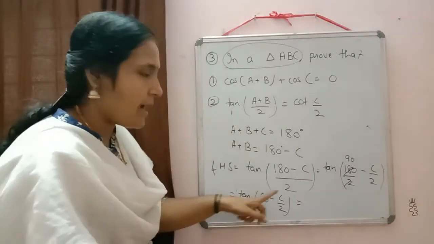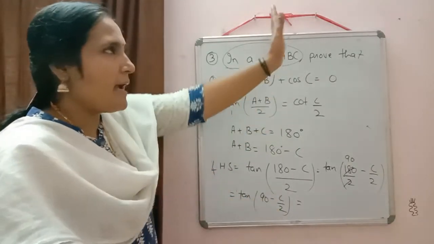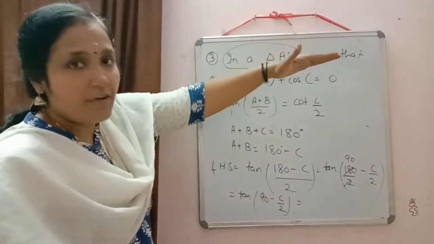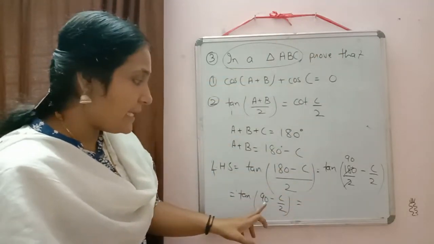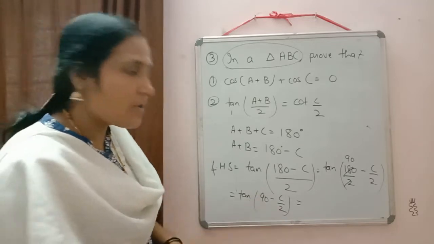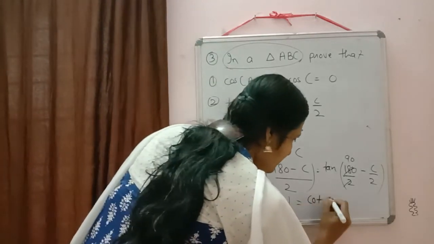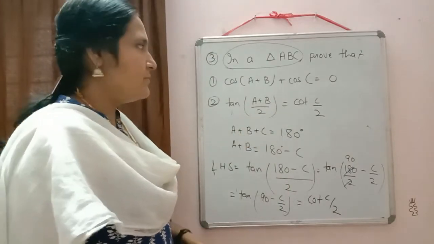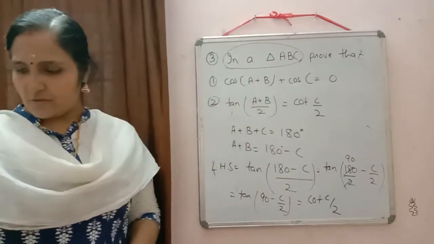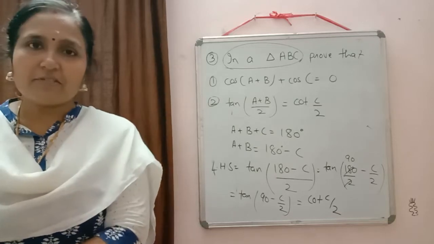Tan (90 minus theta). 90 minus something means it is in the first quadrant, and in the first quadrant all are positive, but at 90 degree tan will change to cot. So it will be equal to cot C by 2. That only we have to prove. So this is the proof for this question. So moving on to the next question.